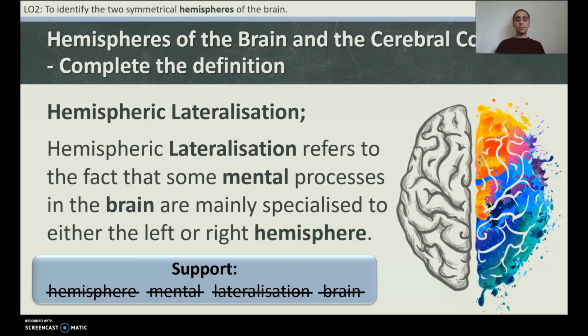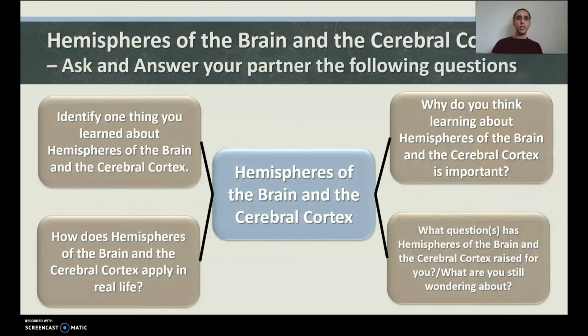Hemispheric lateralization. We're learning all these really intelligent words today. You're going to sound really smart. Go and talk to your friends about this.